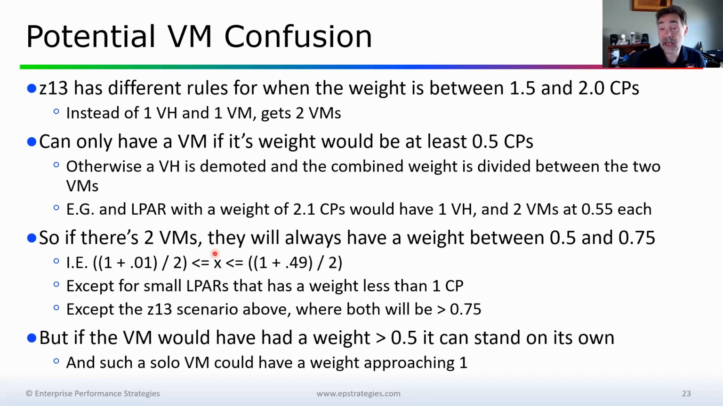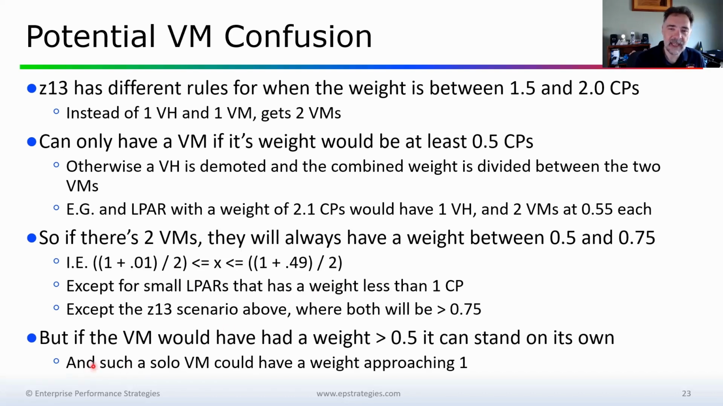So that means if you have two vertical mediums, they will always have a weight between 0.5 and 0.75 because of this formula here, except for those small LPARs that have a weight of less than 1 CP, and except for the Z13 scenario above.